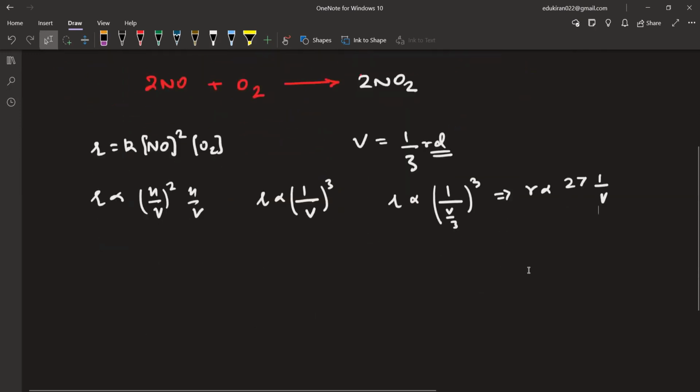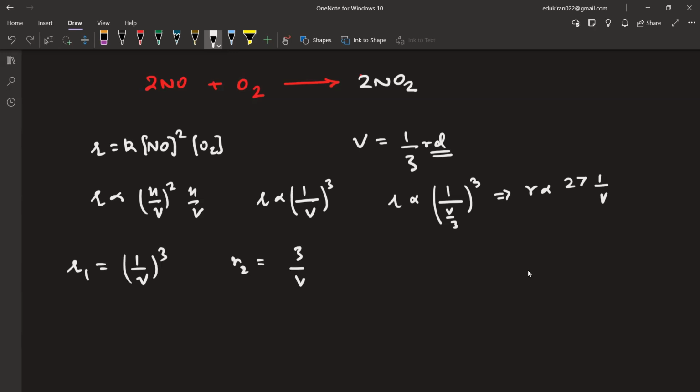So you can write it like this. The initial rate R1 is equal to 1 upon V cube. Now R2, as you can see, is equal to 3 upon V whole cube. So it is becoming 27 times, right? 3 cube is 27 times, if we make the volume 1/3. Now this V square is coming from NO square and V is coming from O2.